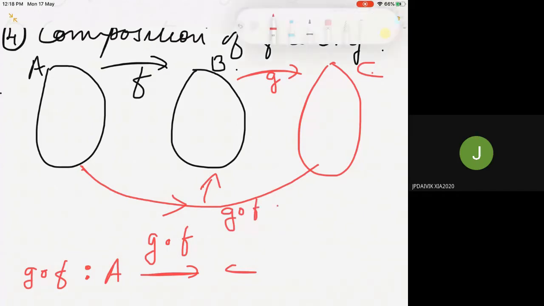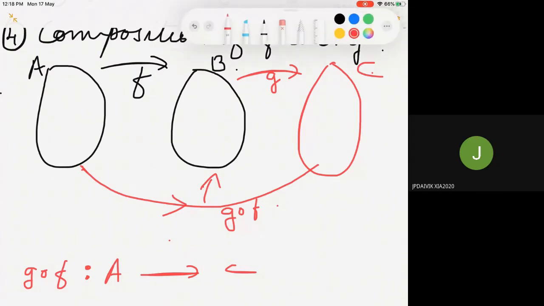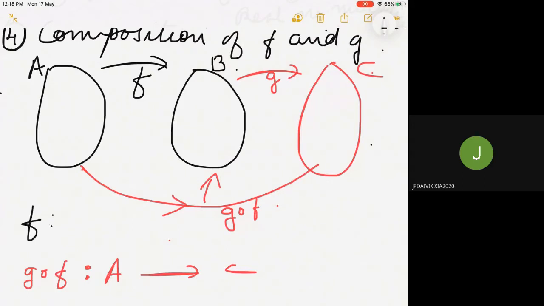And always remember that f and g are defined as follows. You should have this picture clearly in mind. f is defined from A to B and g is defined from B to C. Then g o f is defined from A to C. The first part of the introduction of the composition is over.